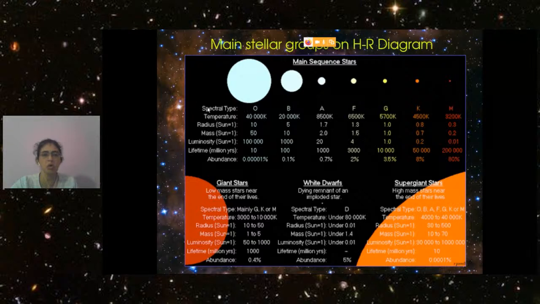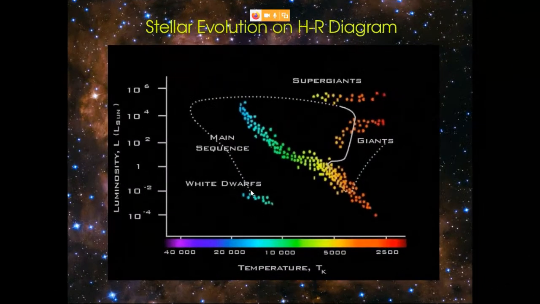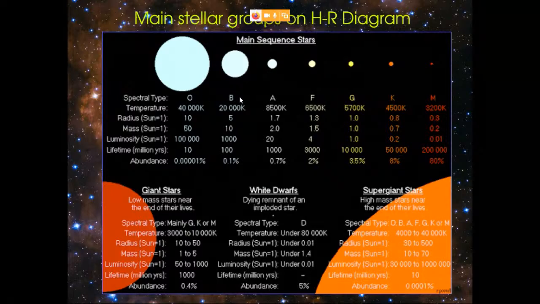This you already know. The main stellar groups in the HR diagram were what? The main sequence stars, the giants, the supergiants, and the white dwarfs. So just to give you an idea of the parameters, the main sequence stars have surface temperatures, as you know, which are this. These are the radius. As you can see, the cooler stars have much smaller radius. This is the mass in terms of the mass of the sun. This is the luminosity, and this is the lifetime.